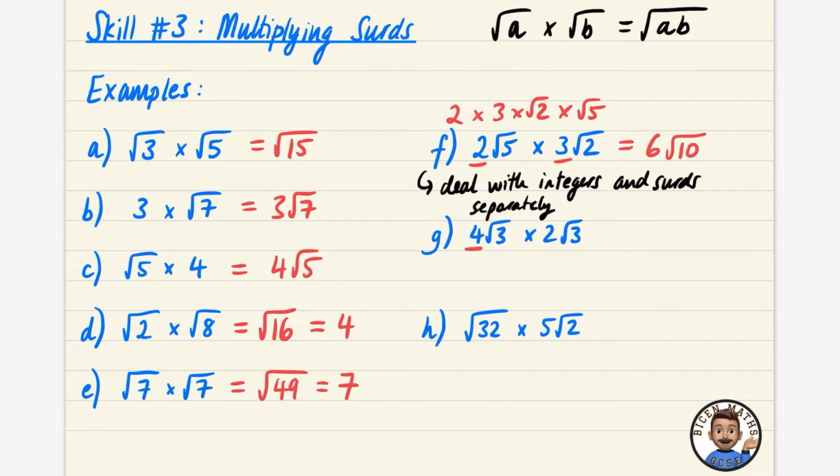So we can see another example of this here. I'm going to do with the integers first of all. I'm going to do the 4 times the 2, which is the 8, and then I've got the square root of 3 times the square root of 3. Now the long way is that that would be the square root of 9, but we know that the square root of 3 times the square root of 3 is just 3. But I'm going to stick with the long way, and this is 8 multiplied by the square root of 9, which is 3, and 8 times 3 is 24.